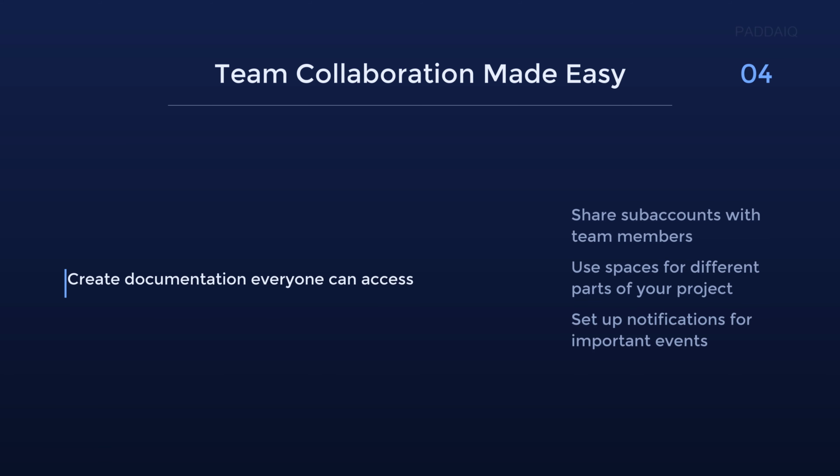Create documentation everyone can access. This means storing all project guides and notes centrally so every team member can view and update them anytime. For example, a developer can immediately check the latest API setup guide without asking colleagues. This shared access keeps everyone aligned and eliminates version confusion, ensuring the whole team works from the same information.